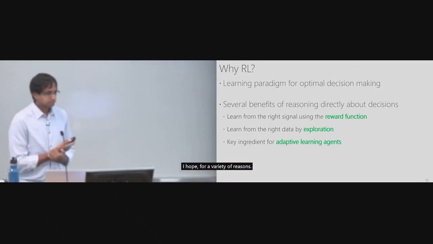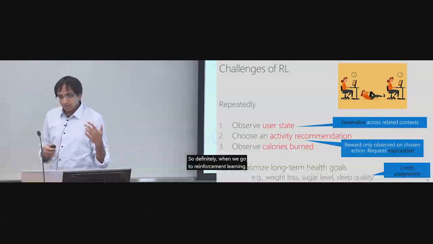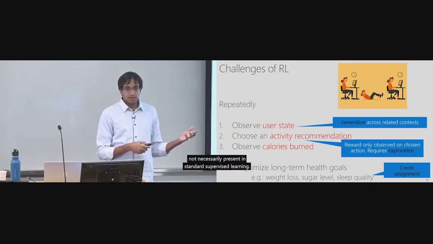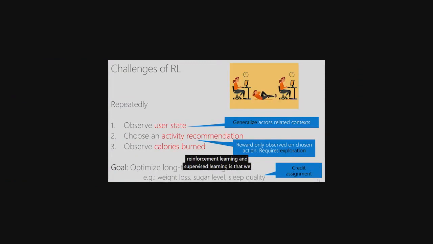Now, doing this does not come easy. So definitely when we go to reinforcement learning, there are some additional challenges that we have to solve which are not necessarily present in standard supervised learning, right? So the first one, which is common between reinforcement learning and supervised learning, is that we would like to have good generalization, right?